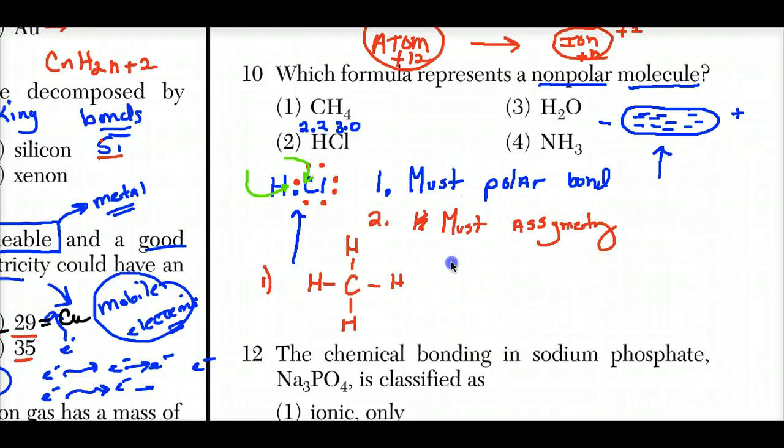Okay, number 2, hydrochloric acid, as we have drawn here, is a polar molecule because it has a polar bond and is asymmetrical, not the same on both sides. Look at water. Now you may think water is linear, but because of this lone pair, water is bent. So therefore, water is not the same all the way around.